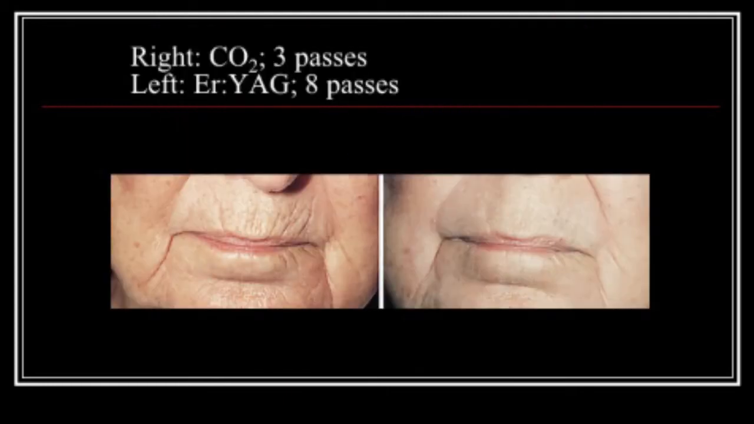The couple of patients from that study: this is the CO2 side before, a month after, 6 months after. You can see this hypopigmentation here. Same kind of results without hypopigmentation. This side was treated with erbium and this with CO2. This was 8 passes, you can see because she has such deeper wrinkles. And you can see the results are at least the same as CO2, if not better than CO2.